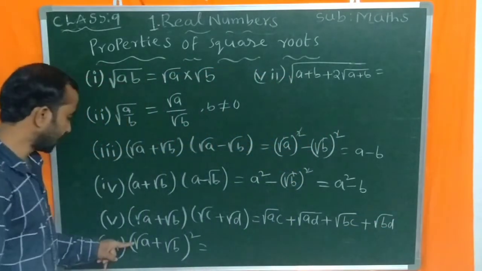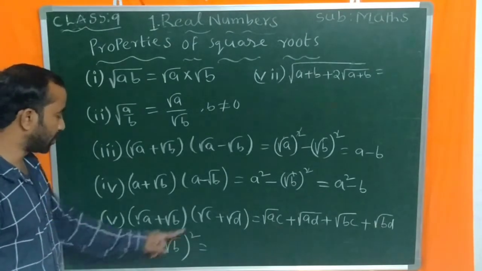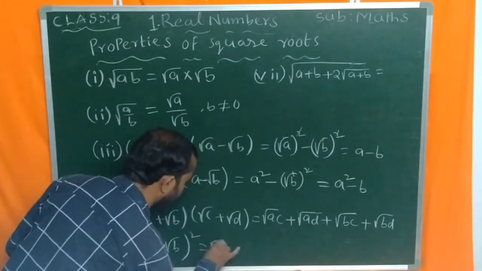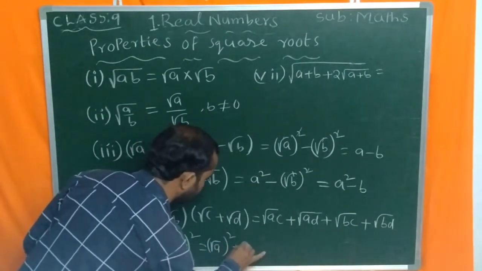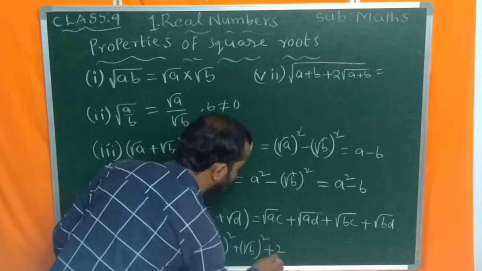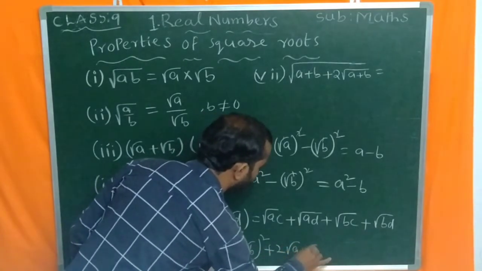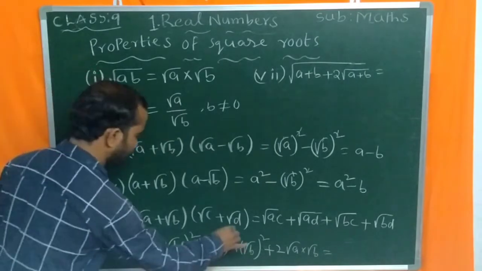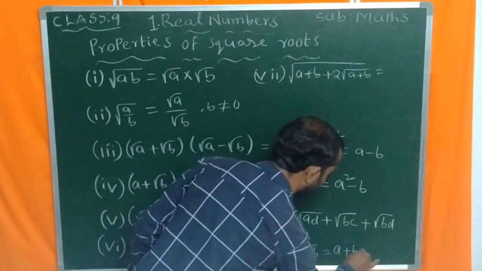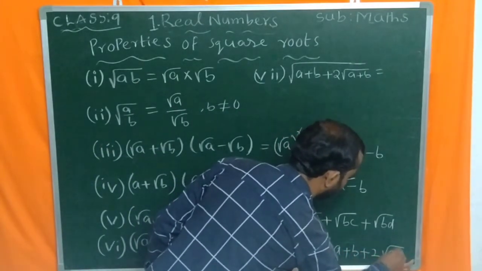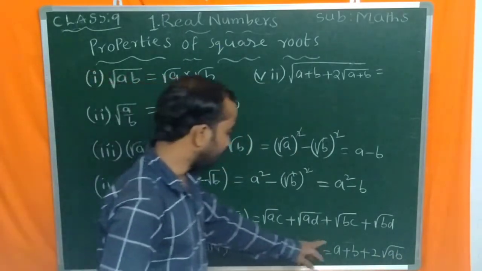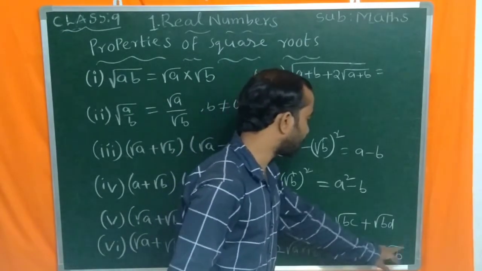Next, root a plus root b whole square. This is also (a plus b) whole square. So root a whole square plus root b whole square plus 2 into root a into root b. The square and root get cancelled, so a plus b plus 2 root ab. So root a plus root b whole square equals a plus b plus 2 root ab.